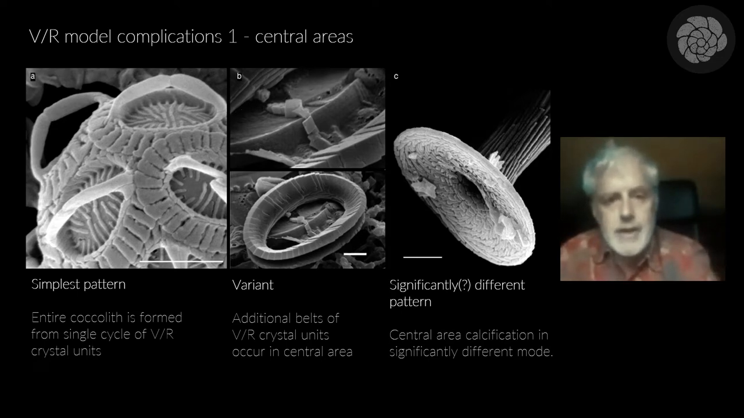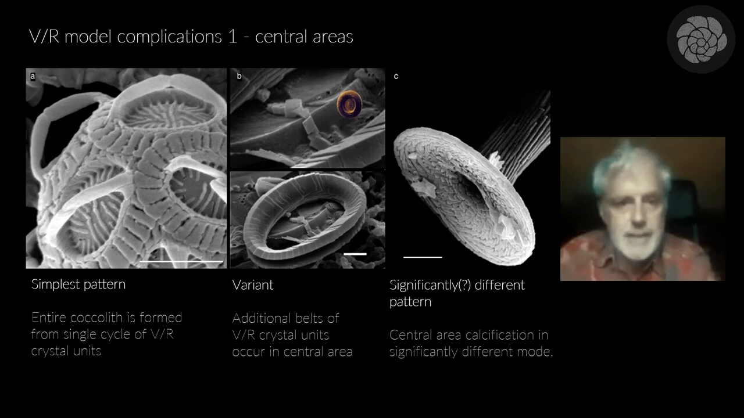That's a simple one. Other ones, though, start being a bit different. They don't form entirely by the simple pattern. So in Coccolithus, this is an early growth phase, just to show the structure. This will end up turning into a big Coccolithus by the shields growing outwards. But across the central area, we have the bridge forming here. And you can see that the bridge is formed of separate little rhombohedral crystals. So in this case, the central structure is formed by additional nucleation, but it's sort of like V/R nucleation.